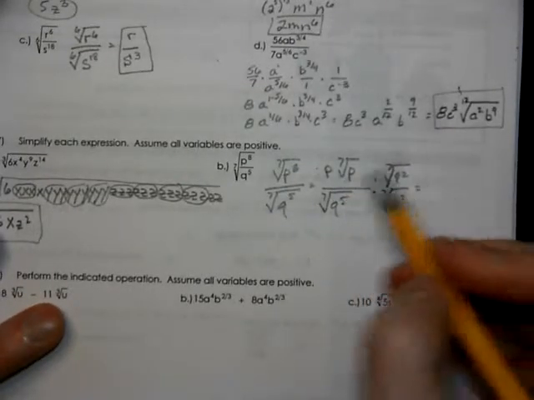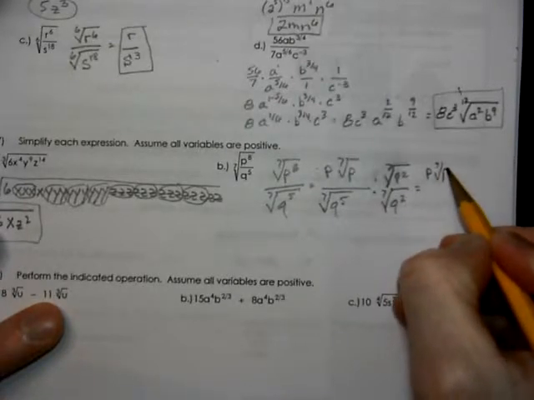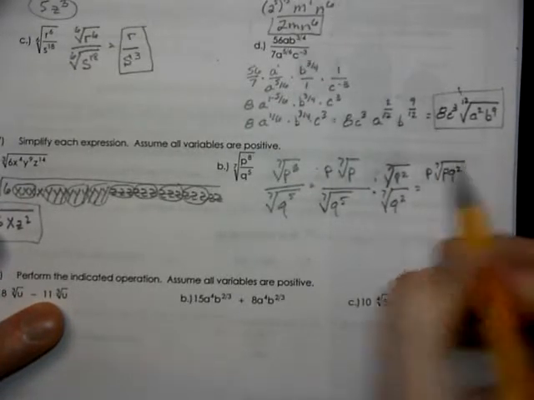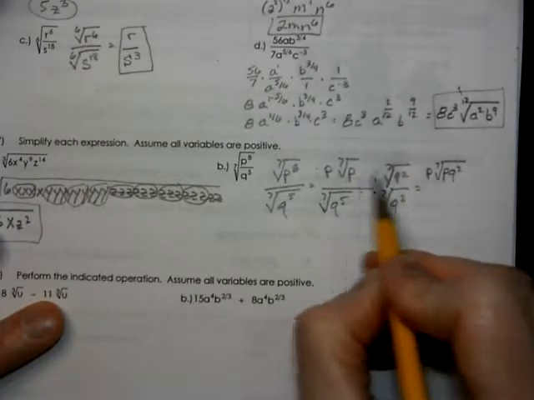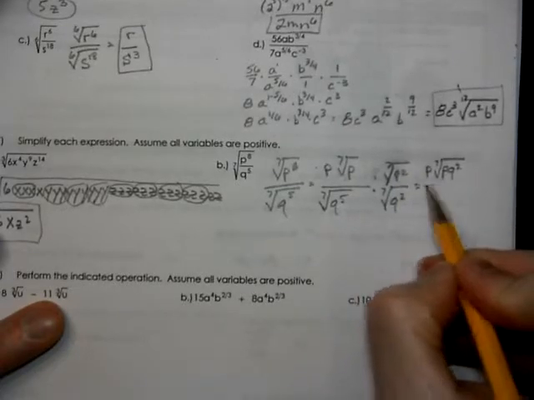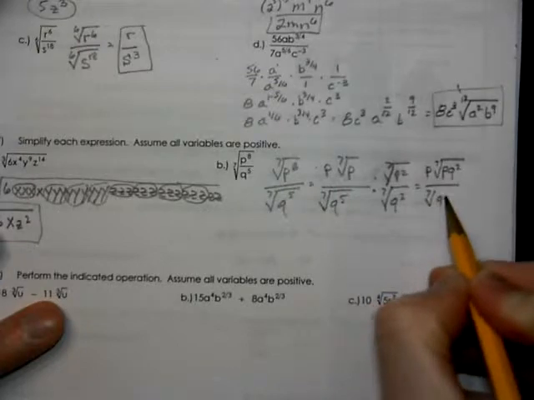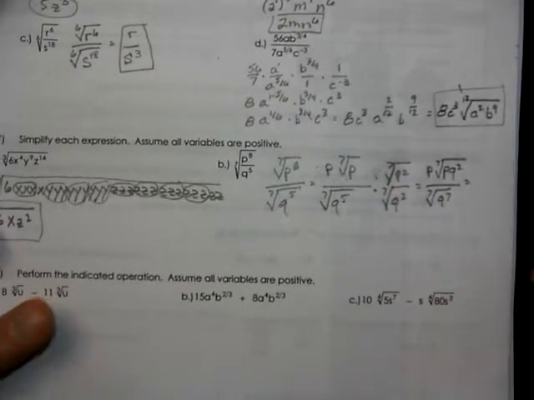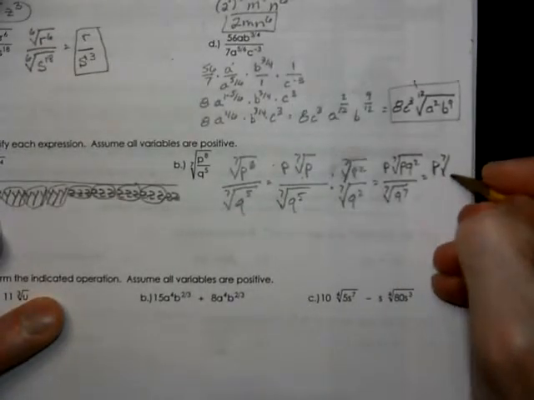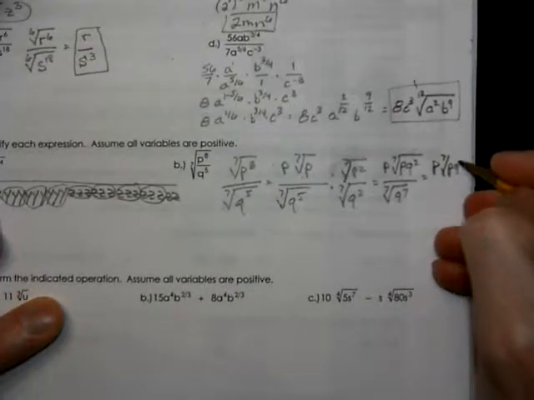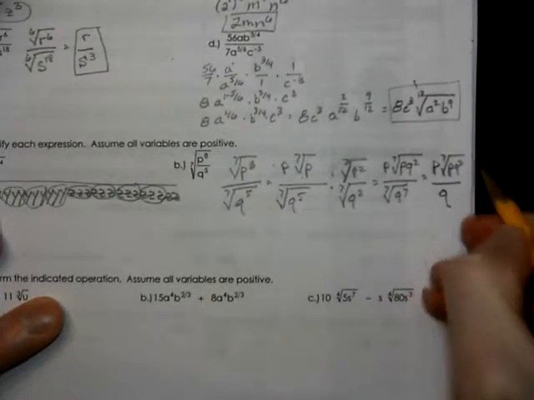So in this case, we're going to have the p, the 7th root of pq squared. That's what happens when you multiply these together. If the indexes are the same, you can multiply p and q squared. On the bottom, we're going to have the 7th root of q to the 7th. So that's going to leave us with p, the 7th root of pq squared all over q.